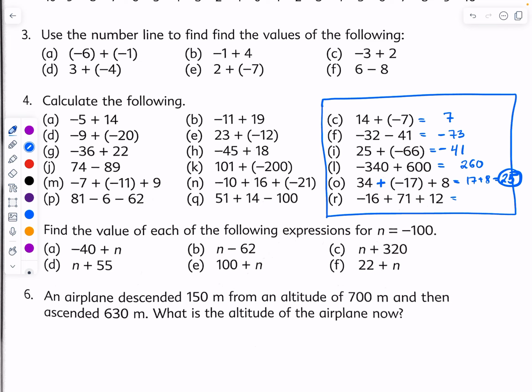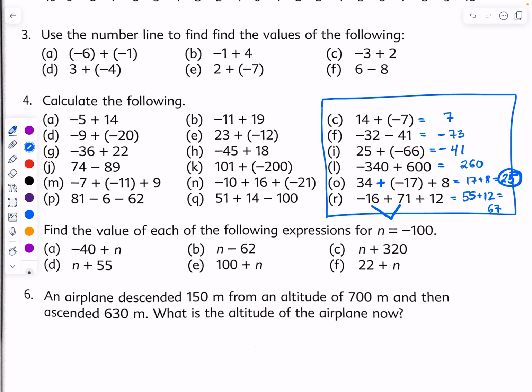And finally, negative 16 plus 71. Okay, different signs. Let's compute this first. 71 minus 16 is 55. And now positive 55 plus 12. That's easy peasy. It gives you 67.